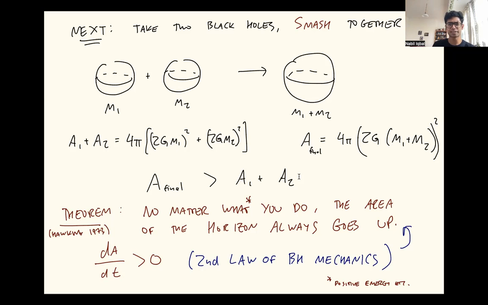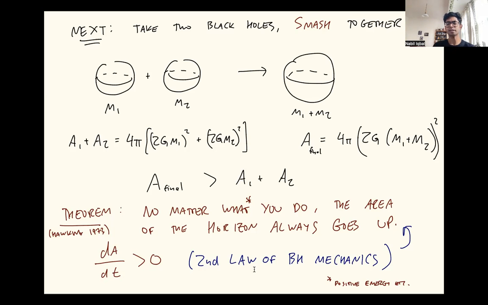Now, in this example, this is a stupid example. It just has to do with how quadratic expressions work. But it turns out it is a theorem due to Stephen Hawking that no matter what you do, no matter how you smash these black holes together, no matter how violent of a process you do with black holes, the area of the event horizon will always go up. It will always be bigger at the end than it was when you started. Okay, so dA/dt is greater than zero always. And this is called the second law of black hole mechanics.